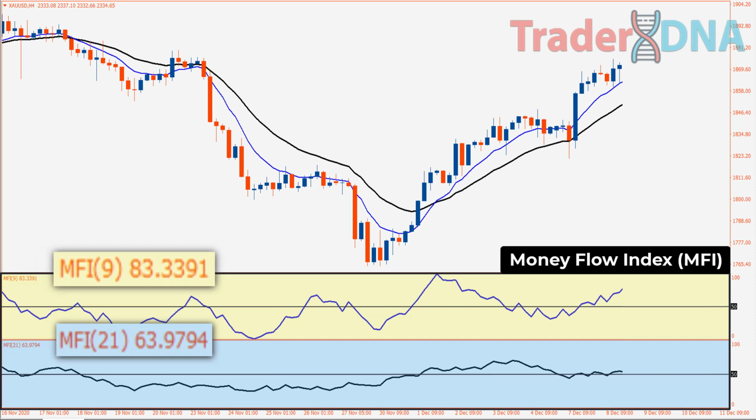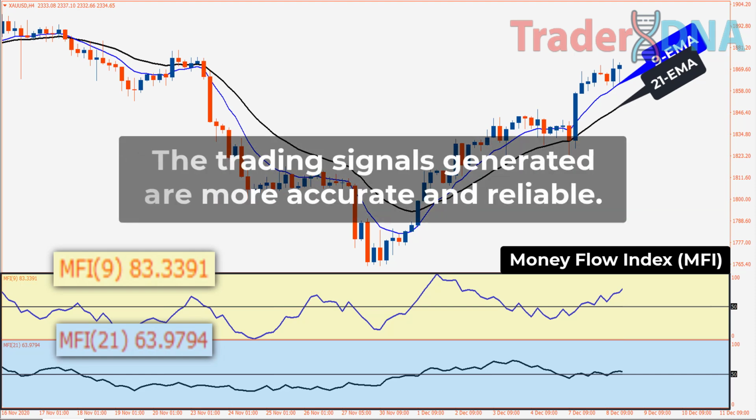The reason for using 21-period MFI and 9-period MFI is to align with short-term trend movements indicated by the 9-period EMA and 21-period EMA. The advantage of using 21-period MFI and 9-period MFI to confirm trends shown by the 9-period EMA and 21-period EMA is that the Money Flow Index, or MFI, incorporates more complex formulations involving market volume. As a result, the trading signals generated are more accurate and reliable.